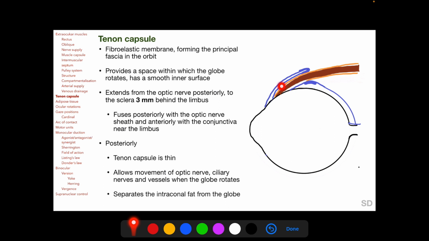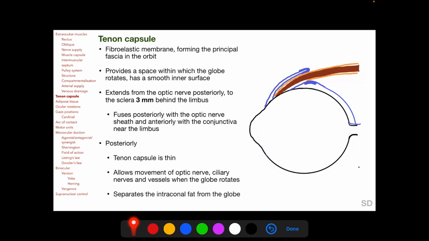The blue line in this diagram represents the Tenon capsule. With a smooth inner surface, the Tenon capsule provides a space within which the globe rotates, and the Tenon capsule extends from the optic nerve posteriorly to the sclera 3 mm behind the limbus anteriorly. The Tenon capsule fuses posteriorly with the optic nerve sheath, and anteriorly it fuses with the conjunctiva near the limbus.